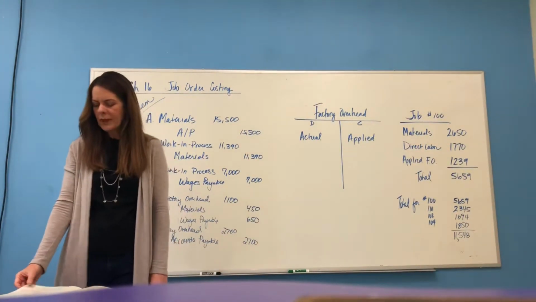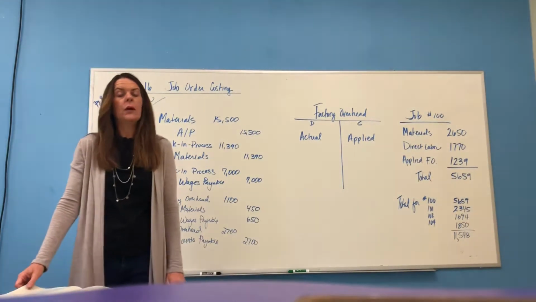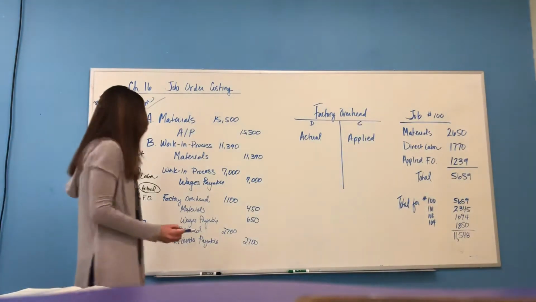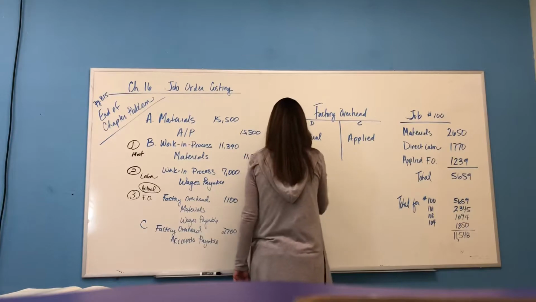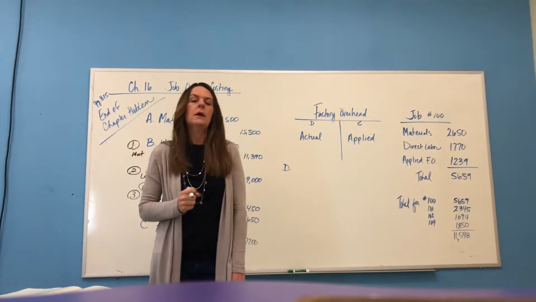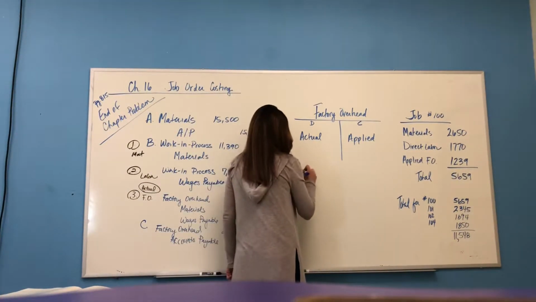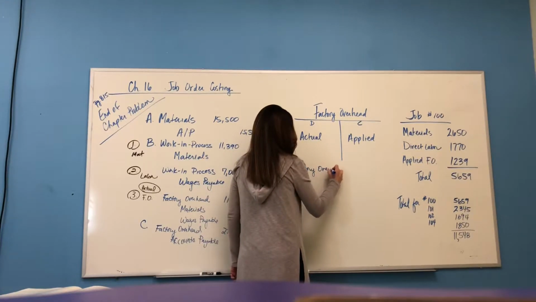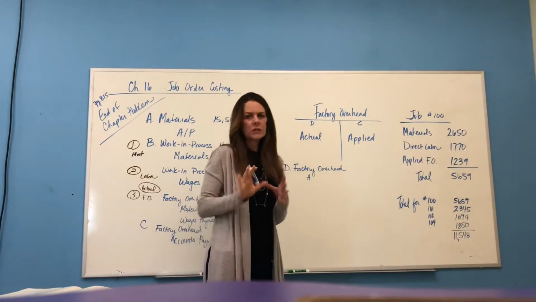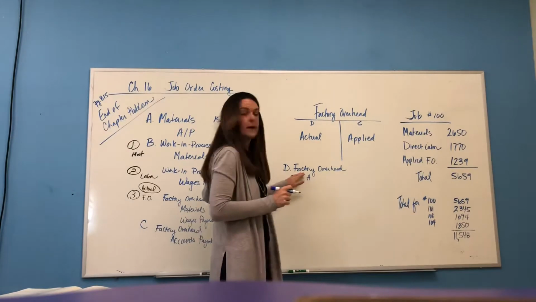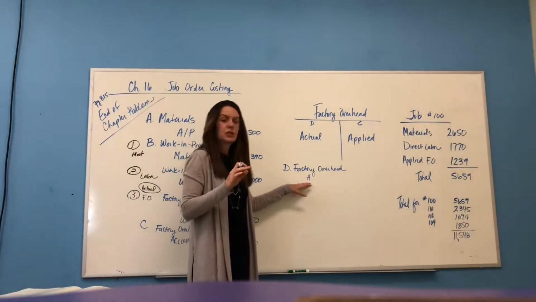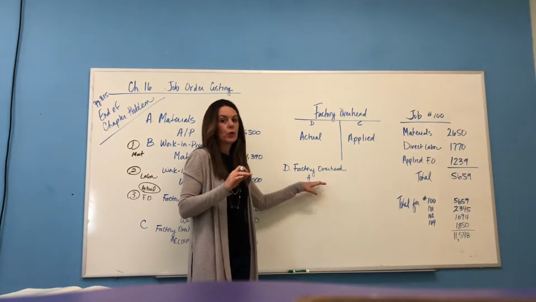Going through the problem, here's another example of factory overhead. It says depreciation of machinery, $1,750. So we'll put it over here under D. Depreciation for machinery is also factory overhead. So we're going to debit factory overhead, and we're going to credit accumulated depreciation. Just like you learned in chapter 9 in financial accounting, when you do depreciation, you would normally debit depreciation expense, credit accumulated depreciation.